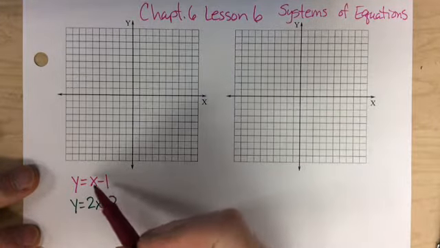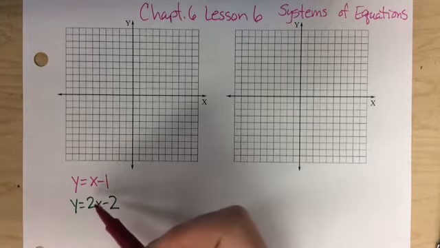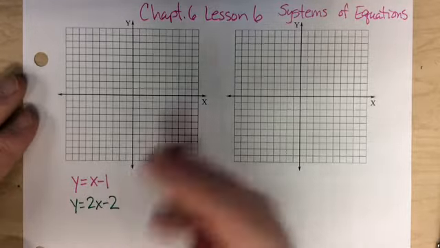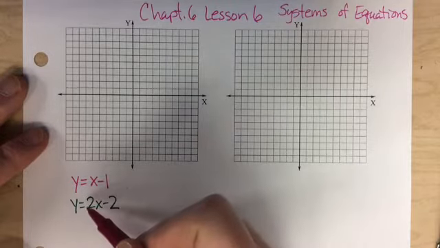So the first thing that I have to do is graph both of these lines. And you'll notice that they're in different colors, and I'm going to use different colors to graph them. You don't have to, but you can if you want to. So I have two equations, and I need to graph each one.